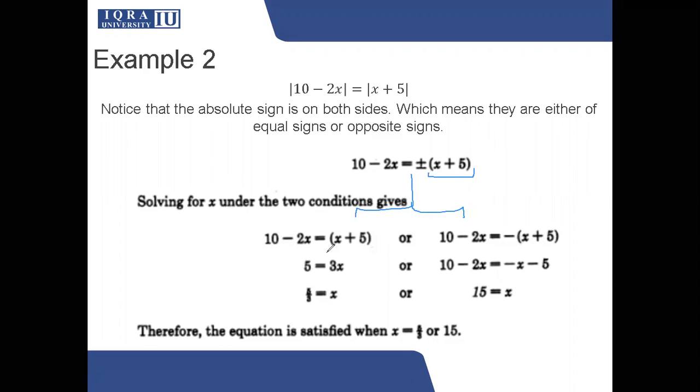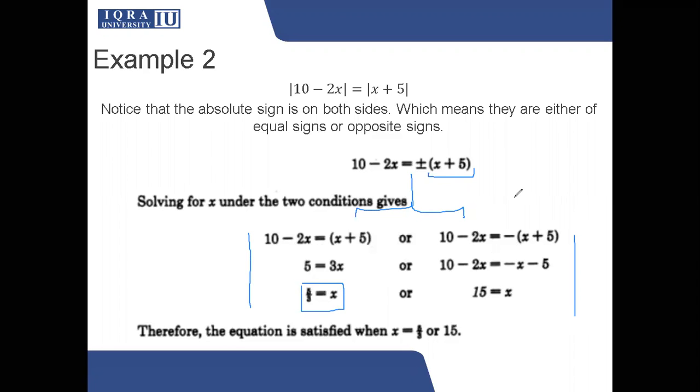So either 10 minus 2x is equal to positive x plus 5, this is how we're solving it, or 10 minus 2x is equal to the negative of x plus 5. Okay, when you solve this, you get the value of x as 5 by 3. This may be a little small for you to see, but this is x equals 5 by 3, and this is x equals 15.